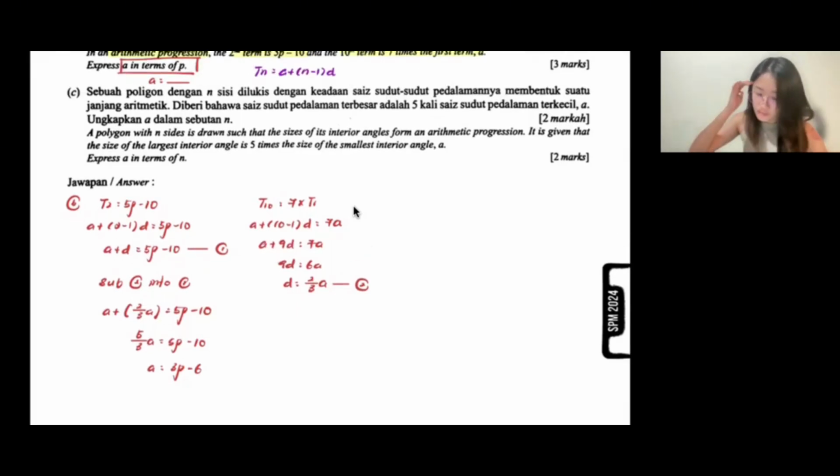Okay, then question C. This one's slightly a little bit challenging. A polygon with n sides. I don't know how many sides it has, so therefore I don't know what polygon that is, such that the sizes of interior angles form an arithmetic progression. It is given that the size of the largest interior angle is 5 times the size of the smallest interior angle A. All right, so over here, express A in terms of n.